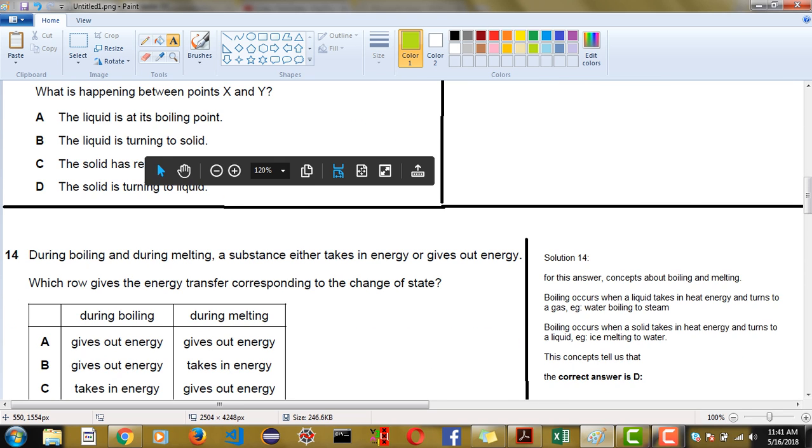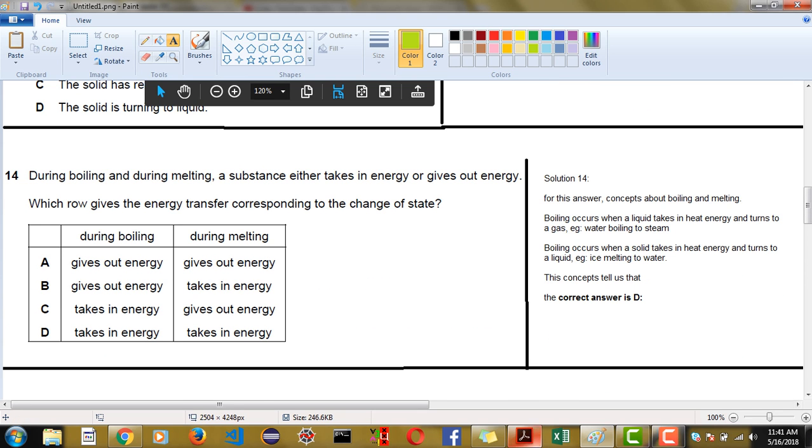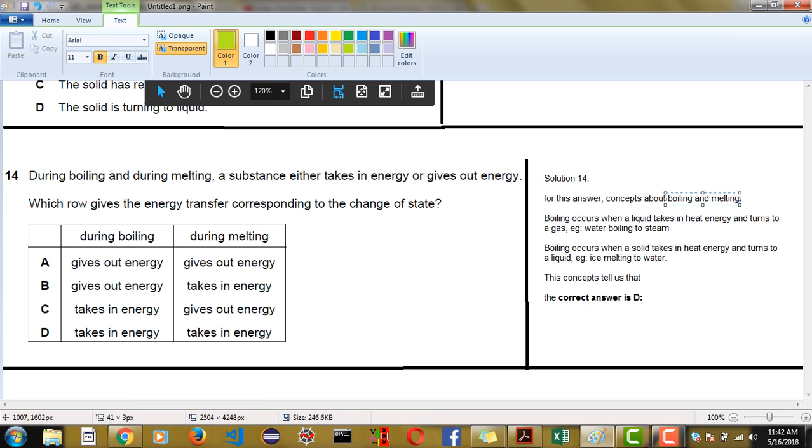Now next move to question number 14. The question asks us, during boiling and during melting, a substance either takes in energy or gives off energy. Which row gives the energy transfer corresponding to the change of state? For answering this question, we need to have clear concepts about boiling and melting. So what is boiling? Boiling occurs when a liquid takes in heat energy and turns to a gas. A basic example is water boiling to steam.